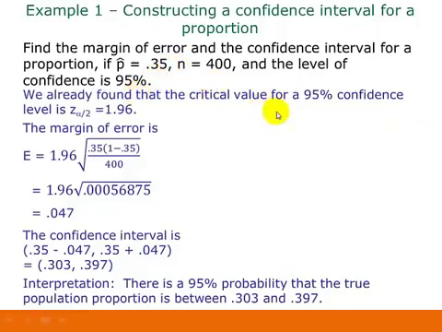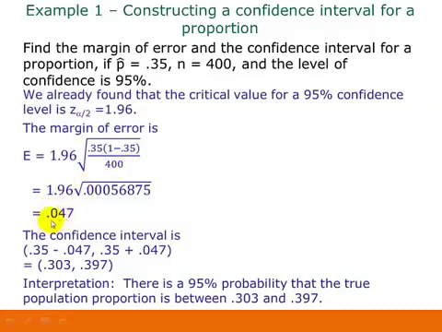Now, we already found that the critical value for a 95% confidence level is z alpha over 2 equals 1.96. When we're working with confidence intervals for proportions, these values won't change. But once you have found a critical value for a specific confidence level, you can use that from then on. So our margin of error is going to be e equals 1.96 times the square root of 0.35 times 1 minus 0.35 divided by 400. Here we're just putting in the p hat and the n into our formula.